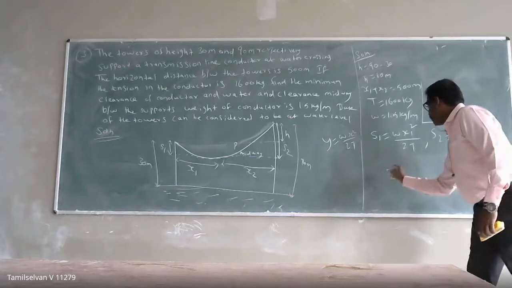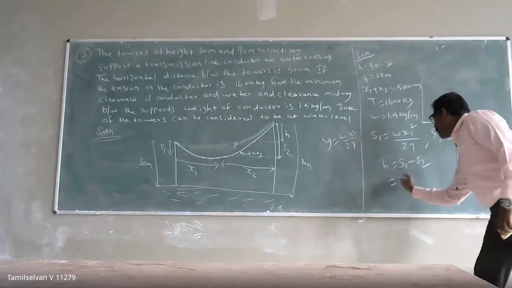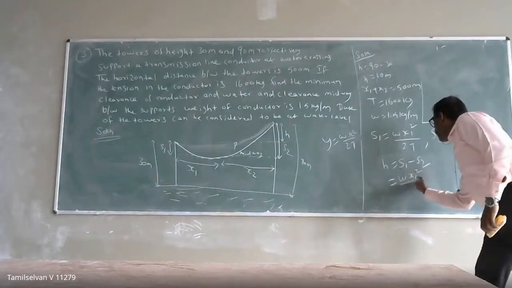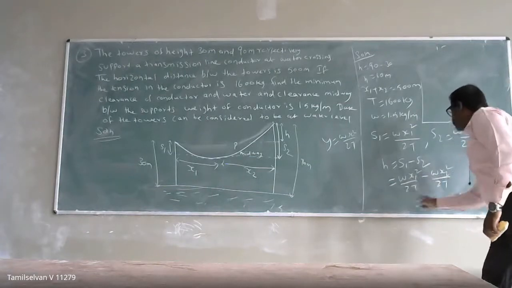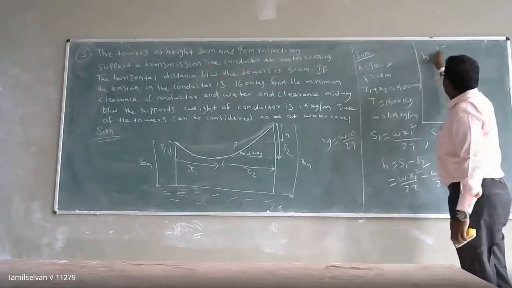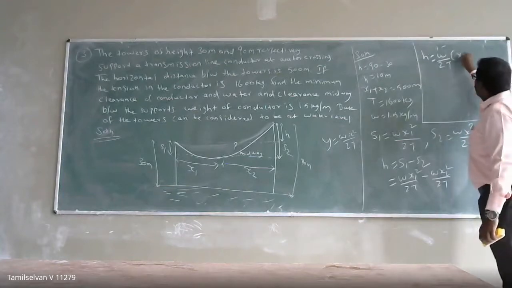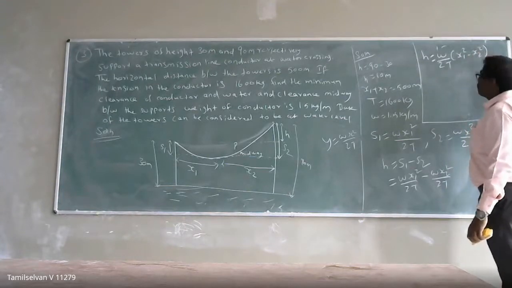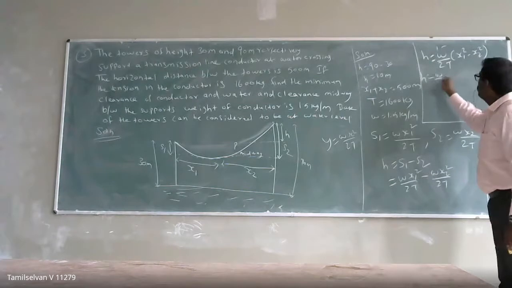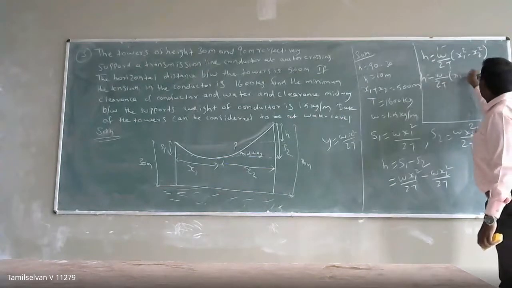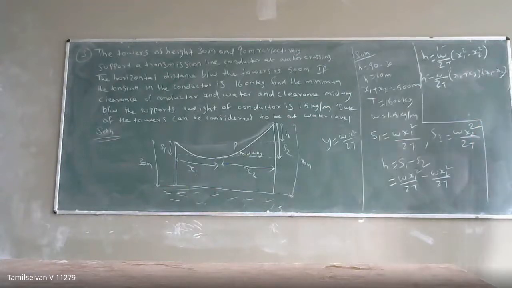So H will be equal to S1 minus S2. S1 is W into X1 square by 2T minus W into X2 square by 2T. If you simplify, H will be equal to W by 2T into X1 square minus X2 square. Taking the common value, I can write H equal to W by 2T, X1 plus X2 into X1 minus X2.